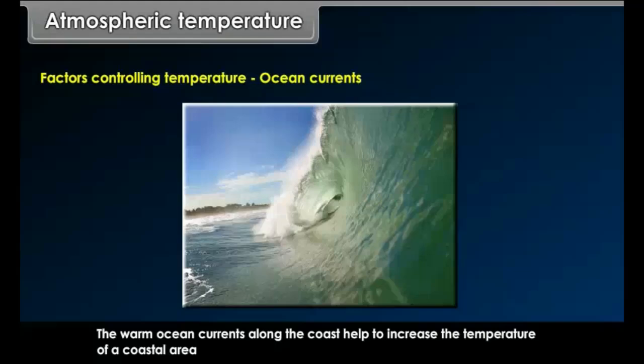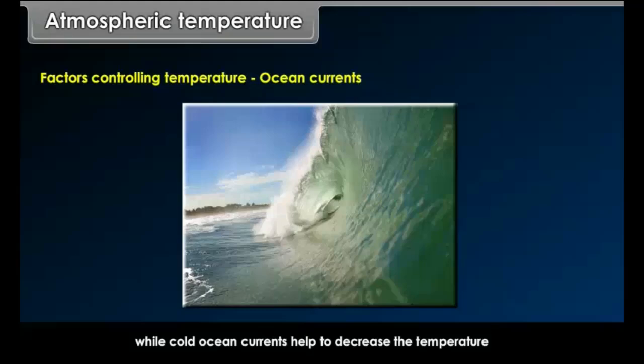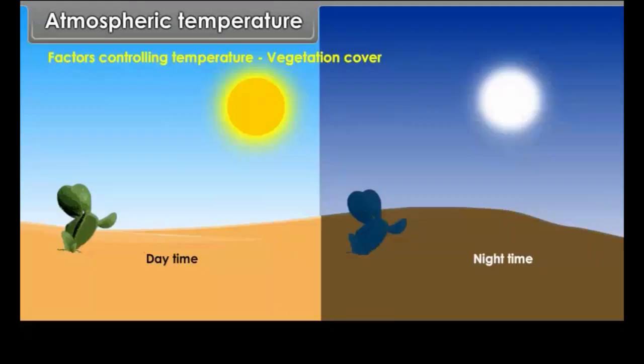Ocean currents. The warm ocean currents along the coast help to increase the temperature of a coastal area, while cold ocean currents help to decrease the temperature of a coastal area.